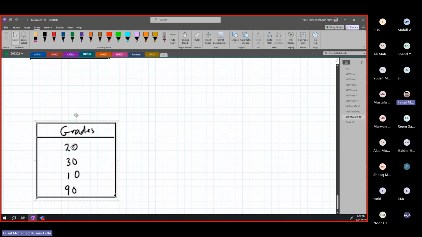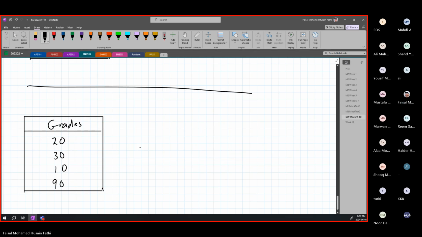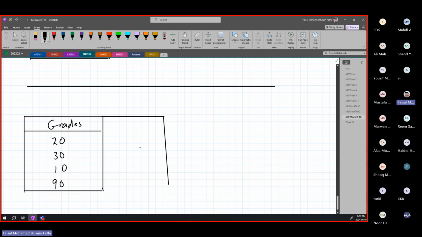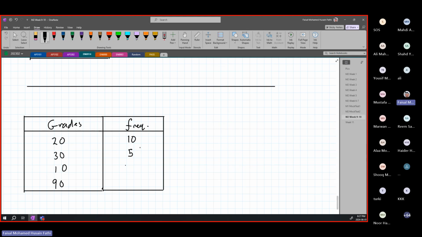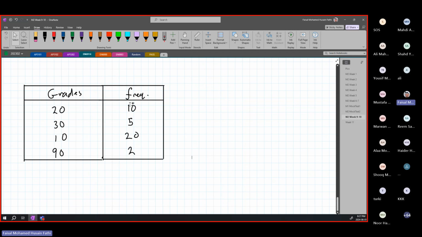Let us say that we also know how many students got each of these grades. For example, okay? So now we are talking about frequency. So we have a frequency here. So let's say 10 people got 20%, 5 people got 30%, 20 people got 10%, and 2 people got 90. All right? This is what is meant by frequency. Meaning 10 got 20%, 5 got 30%, 20 got 10%, and 2 got 90%.